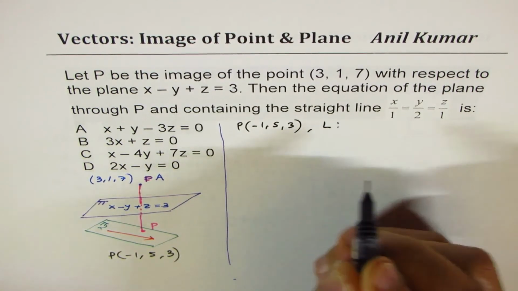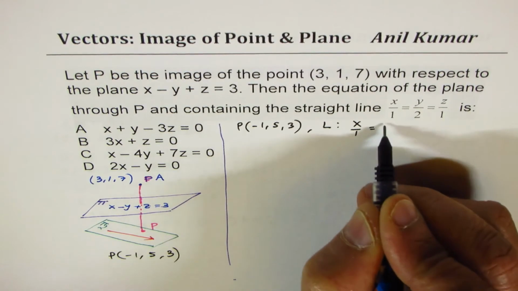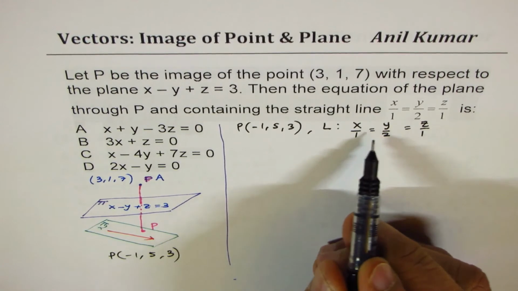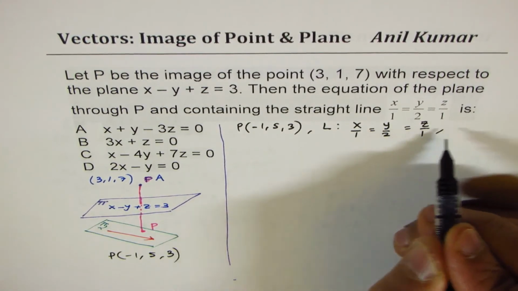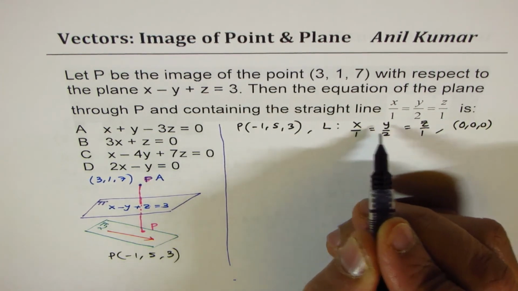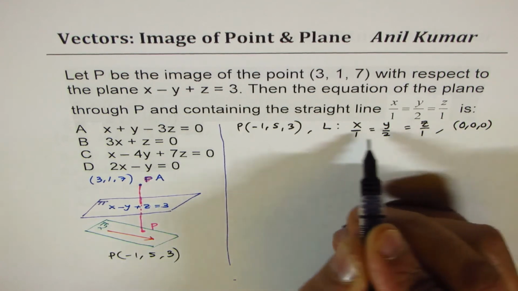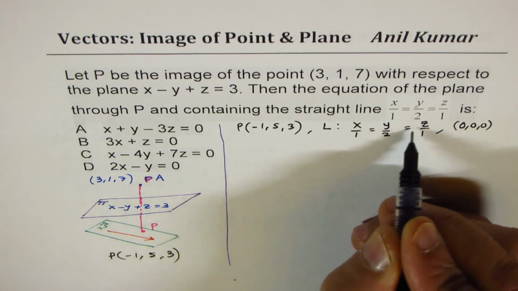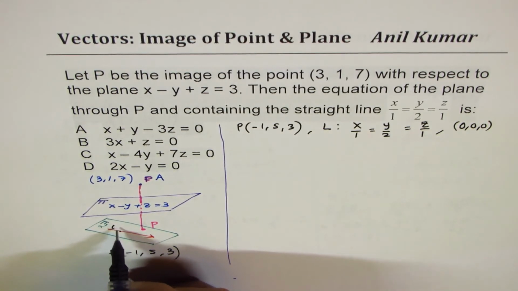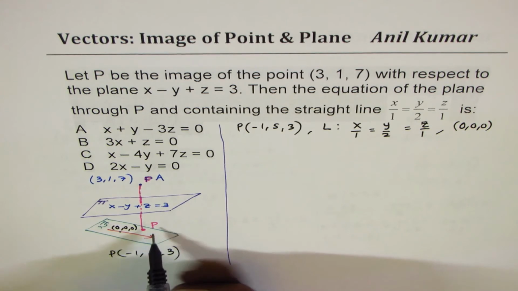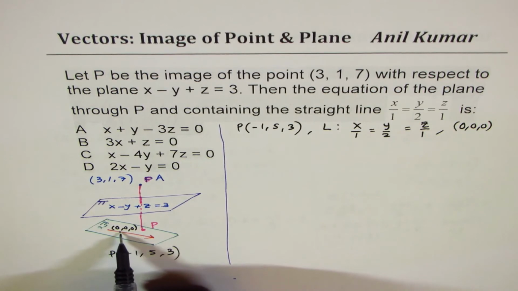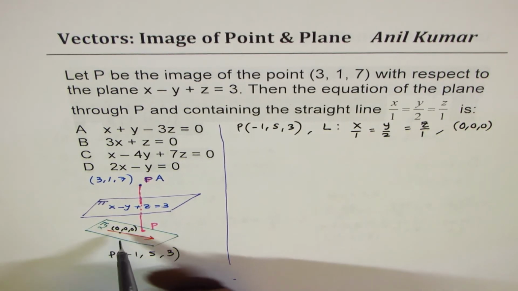And we are also given a line whose equation is x over 1 equals y over 2 equals z over 1. Now that really means that it goes through a point which is 0, 0, 0, correct? X minus 0, y minus 0, z minus 0. That point lies on this particular line. So this line goes through the origin, which is 0, 0, 0, and we have this point minus 1, 5, 3. So joining these 2 points, we get one direction vector.